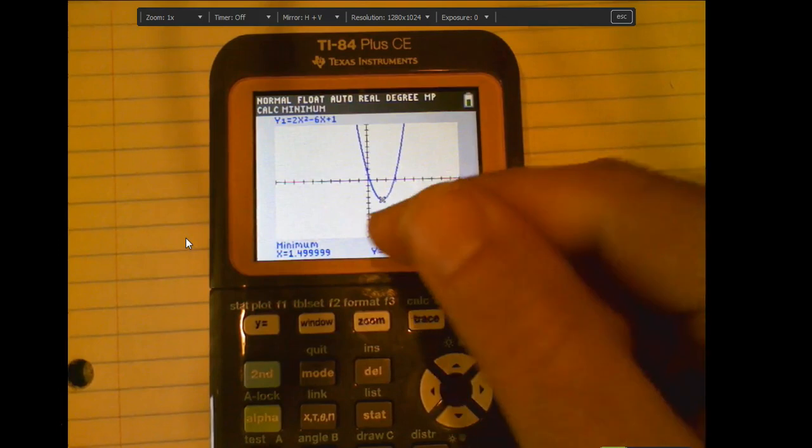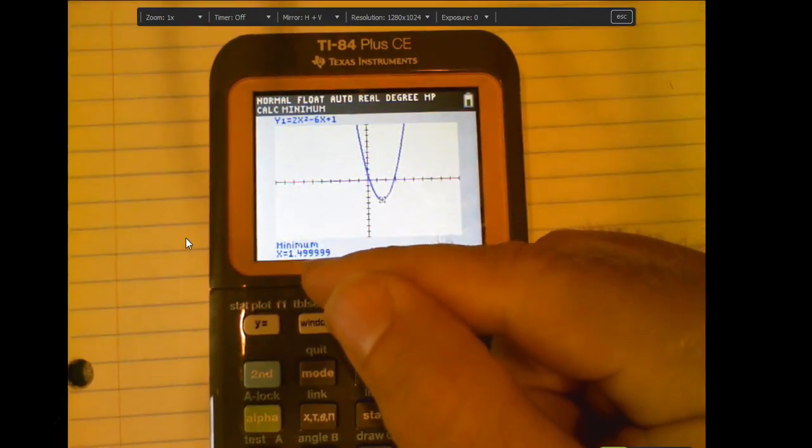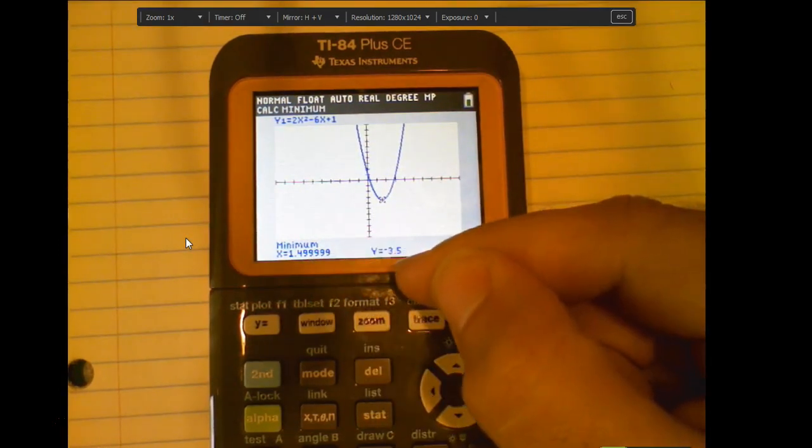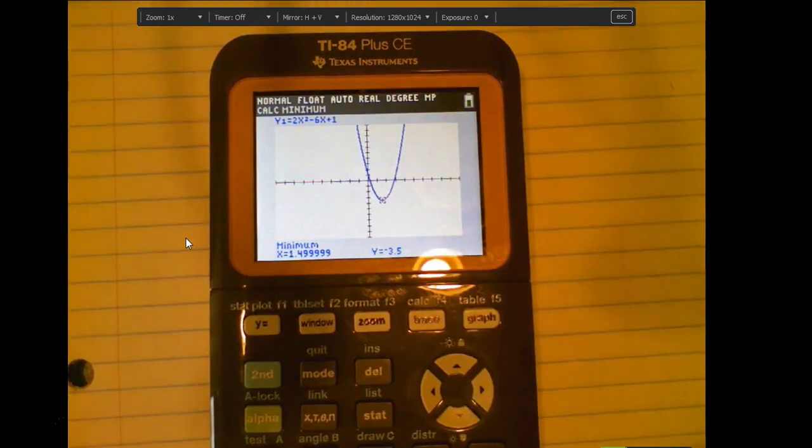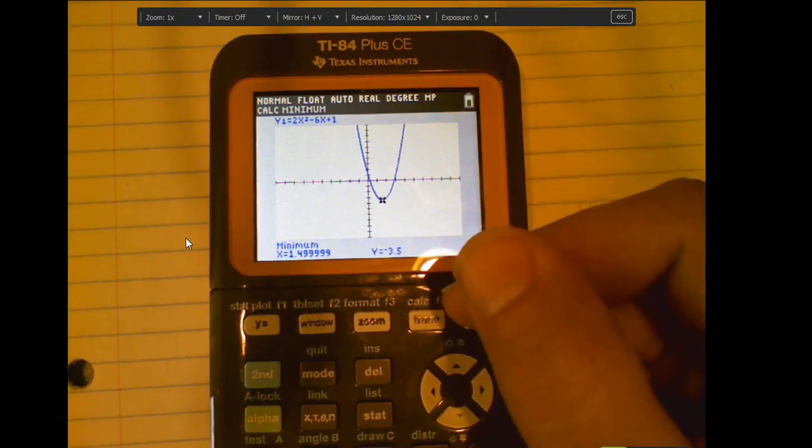And there you go. We would see that as 1.5 and negative 3.5, which is the same vertex that we got when we did this with the negative b over 2a. So we're good on that. We got the vertex, 1.5 and negative 3.5. So that's one of the features you can take advantage of.